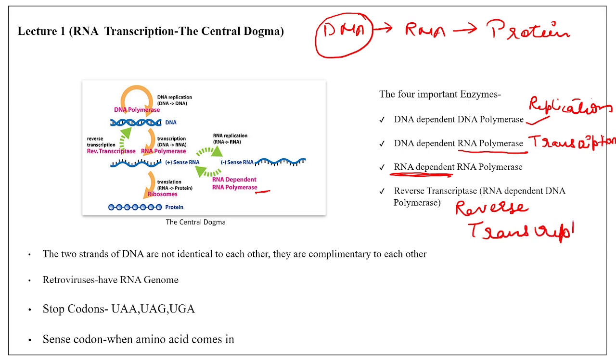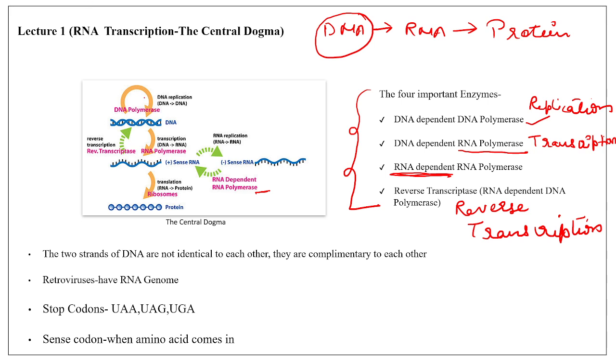And this enzyme, in short, is also known as reverse transcriptase. So these are the important enzymes which are required for maintaining the central dogma of life.